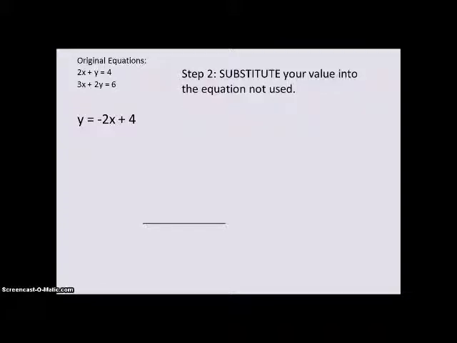So our second step is to substitute your value into the equation that we did not use. So we solved for y in the first equation, so what we're going to do is plug our value for y into the second equation. So we do this by putting -2x plus 4 in place of our y variable in our second equation. So 3x plus 2 times (-2x plus 4) equals 6 is our new equation. And now we can solve for the value of x because x is our only variable that we see.